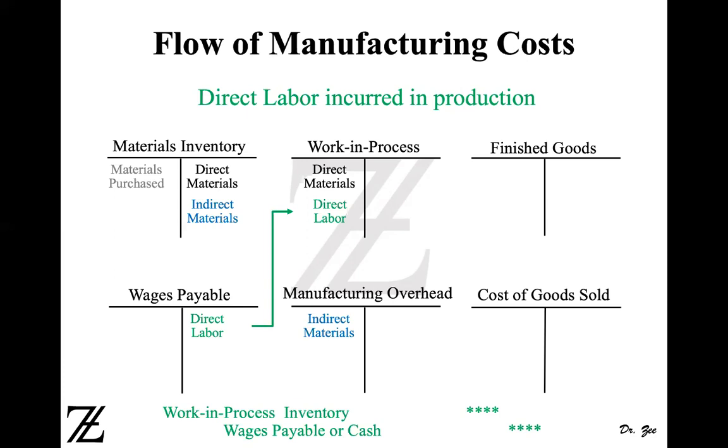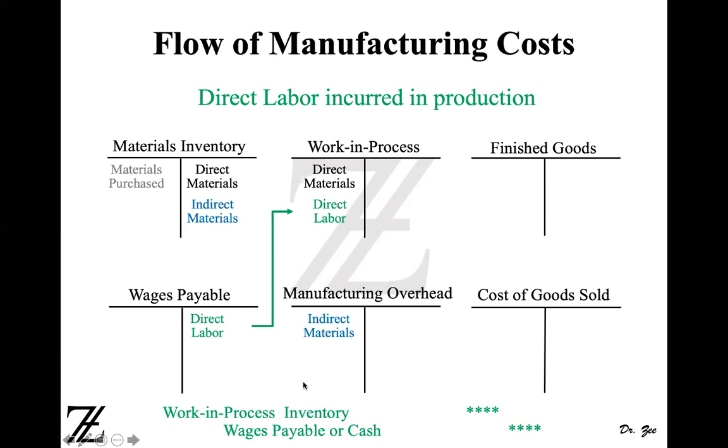So in this case, because most companies use this wages payable account, unless you are a cash basis business, we are going to use a wages payable account here. So you debit work in process as it shows in the journal entry here, and you credit wages payable account, right? And I also listed here, or cash.